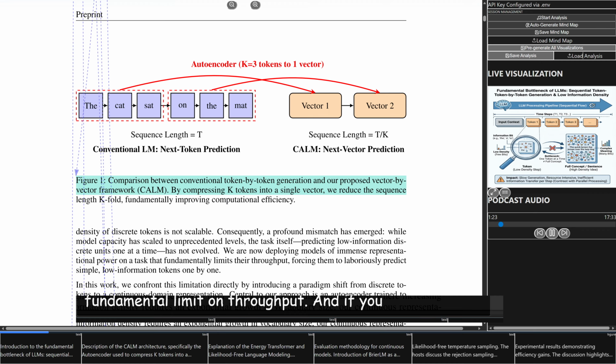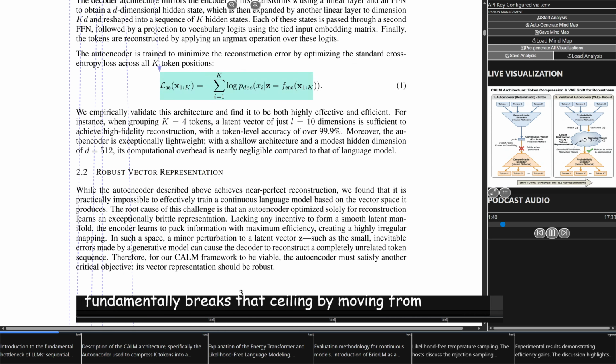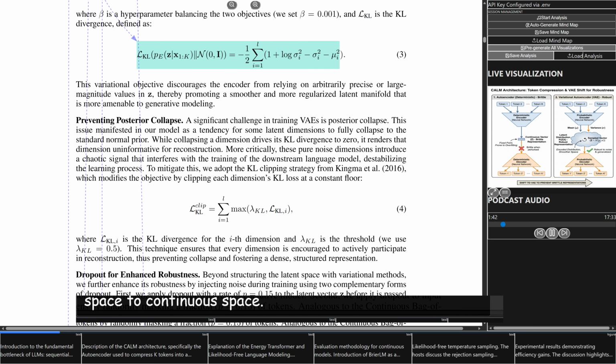And if you try to get around it by making the vocabulary bigger, say by adding all possible four-token phrases, it just explodes exponentially. The whole softmax step becomes computationally infeasible. So the problem is a fixed bandwidth. The solution we're unpacking today fundamentally breaks that ceiling by moving from discrete space to continuous space. This is the continuous autoregressive language model, or CALM.